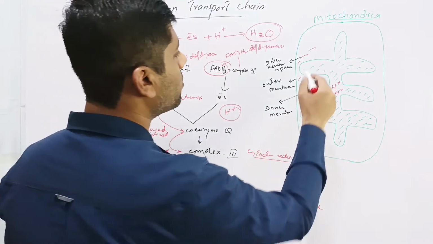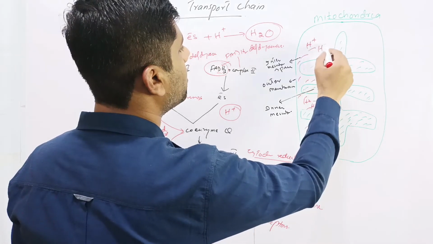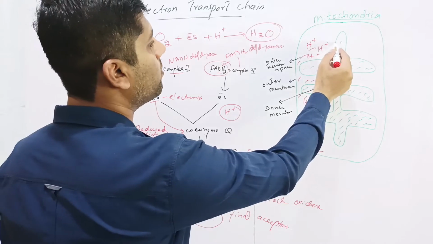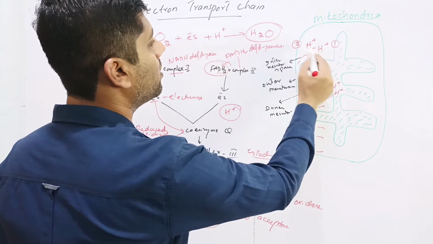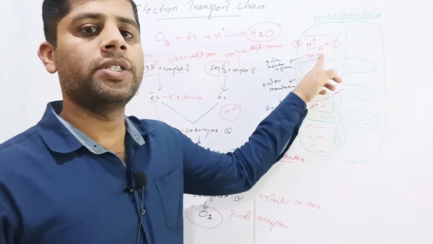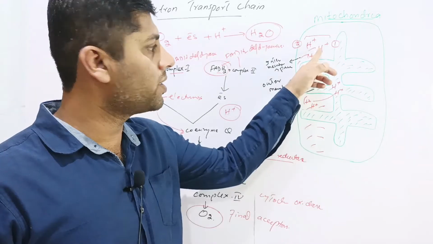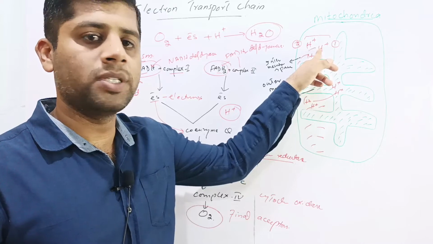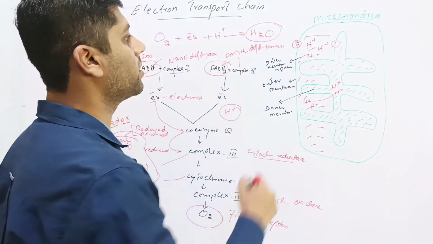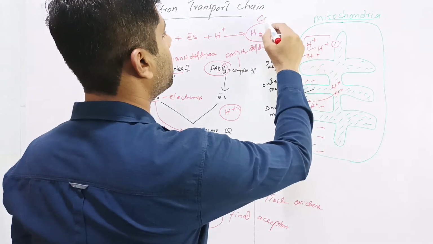So the concentration of hydrogen ions subsequently increases in the intermembrane space, the space between the two membranes. It is called the intermembrane space. The intermembrane space is accumulated with hydrogen ions. Hydrogen ion concentration is increased in the intermembrane space compared to the inner membrane or matrix. So the concentration gradient is created. This is called the concentration gradient.